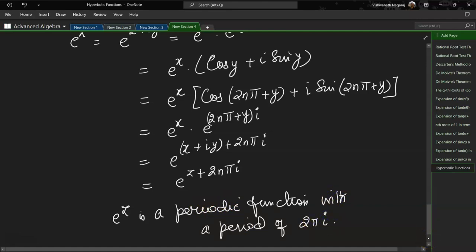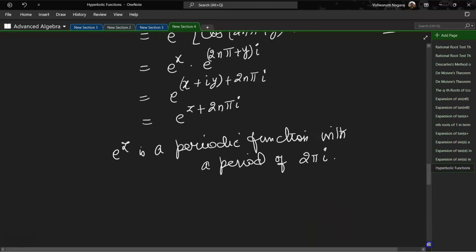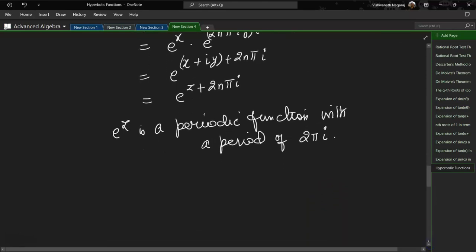Okay, now that we have this much information, let's actually look at hyperbolic functions. Now remember, all our trigonometric functions, that is sine, cos, tan, sec, cosec, cot, are all based on the unit circle, right?